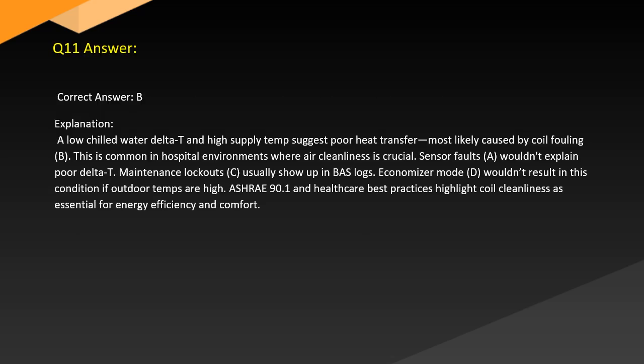Answer. Correct answer: B. Explanation. A low chilled water delta T and high supply temp suggest poor heat transfer, most likely caused by coil fouling (B). This is common in hospital environments where air cleanliness is crucial. Sensor faults (A) wouldn't explain poor delta T. Maintenance lockouts (C) usually show up in BAS logs. Economizer mode (D) wouldn't result in this condition if outdoor temps are high. ASHRAE 90.1 and healthcare best practices highlight coil cleanliness as essential for energy efficiency and comfort.